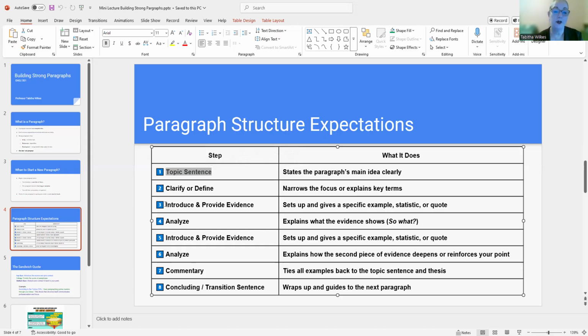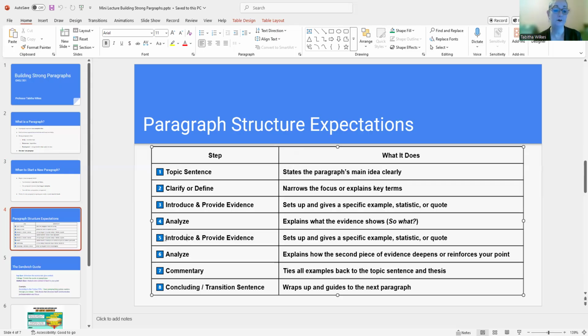And for the most part, then you're going to have 2 pieces of evidence, and then you're going to have to explain those 2 pieces of evidence. So sentence 3 is you introduce and you provide evidence. That's going to be a quote, an example, a statistic, etc. And so in this essay, sentence 3 for you will be a quote from the library. Sentence 4 is you restating that quote in your own words and connecting that quote to your thesis statement.